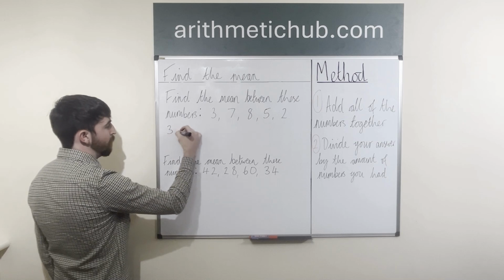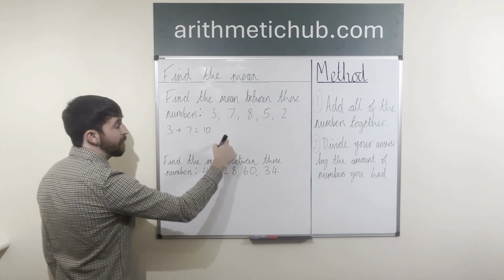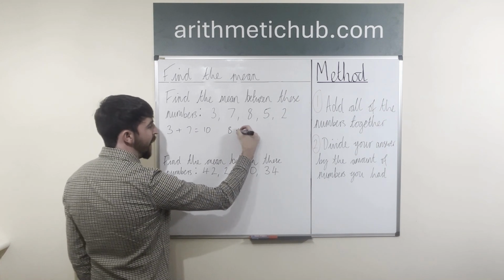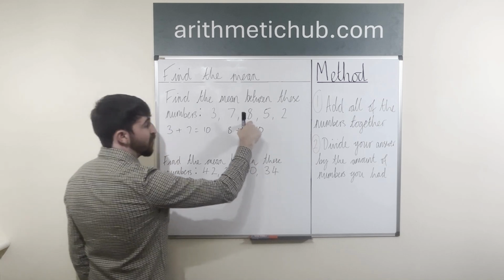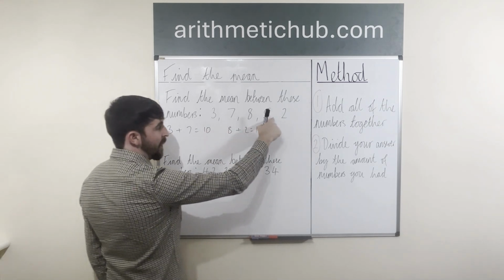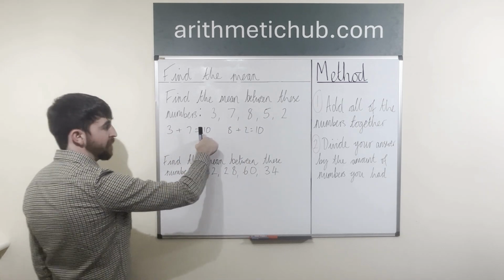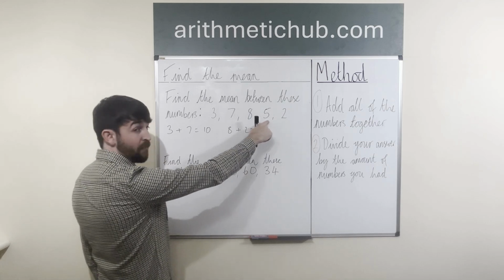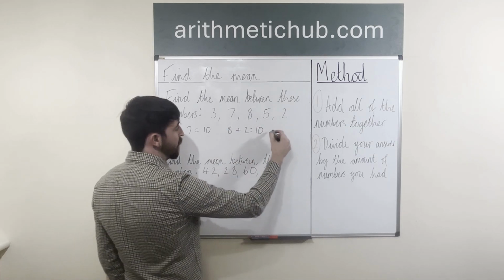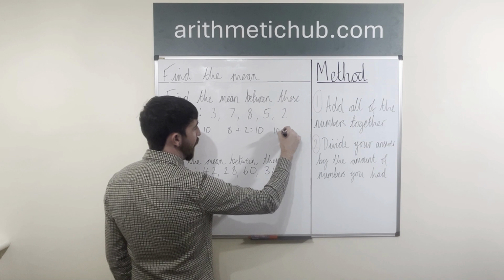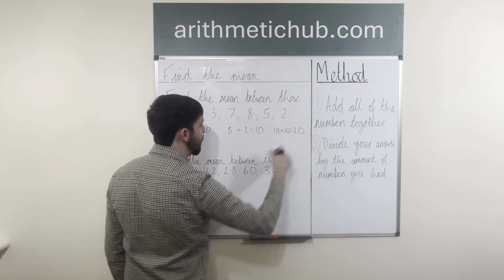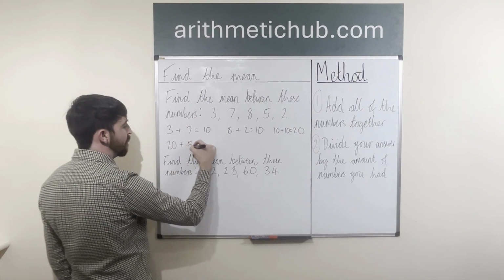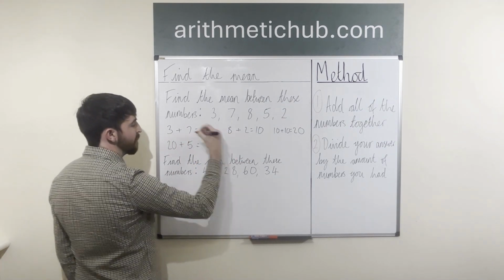So I might write this down. 3 add 7 equals 10. 8 add 2 also equals 10. So I've had 3 add 7 and 8 add 2. So far I've got 10 add 10, which is going to give me 20. And the one number I've not used so far, I've not used 5. So I've got 10 add 10 equals 20. And then 20 add 5 equals 25.